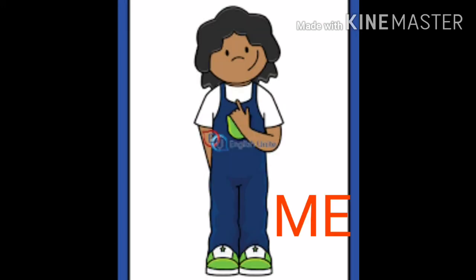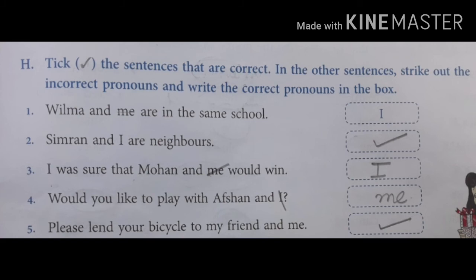Jemmy told Salma to get the chair. Jemmy told me to get the chair. So the correct use is Jemmy told Salma and me to get the chair. Now students, to understand the use of I and me better, do the exercise that is given on page number 49H. Take the sentences that are correct. In the other sentences, strike out the incorrect pronoun and write the correct pronoun in the box. So first one is already done for you.